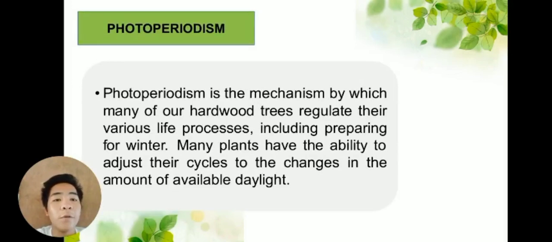Next is the photoperiodism. Photoperiodism is the mechanism by which many of the hardwood trees regulate their various life processes, including preparing for winter. Many plants have the ability to adjust their cycles to the changes in the amount of available daylight. This occurs even though they may have started growing at different times. Their flowering is a response to the changing length of day and night as the season progresses.